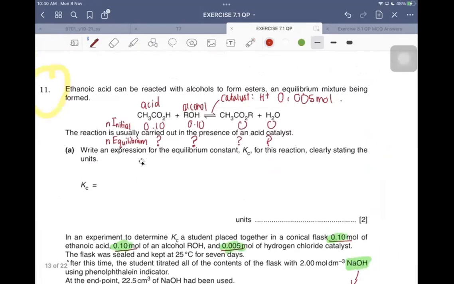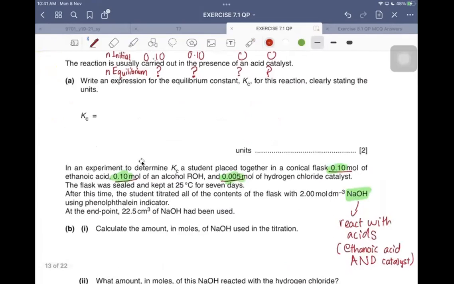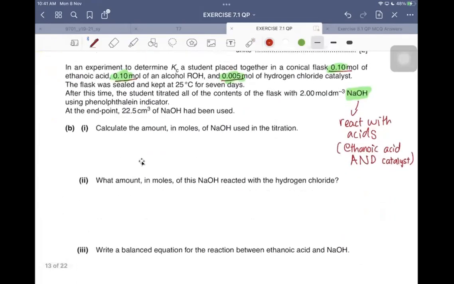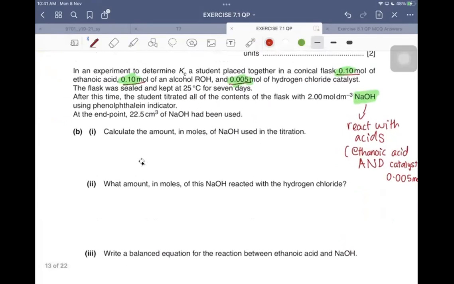The catalyst, as we know, initial is equals to at equilibrium. We know that at equilibrium, we will still have 0.005 mole of catalyst. Okay, let's do the question first as we go along.